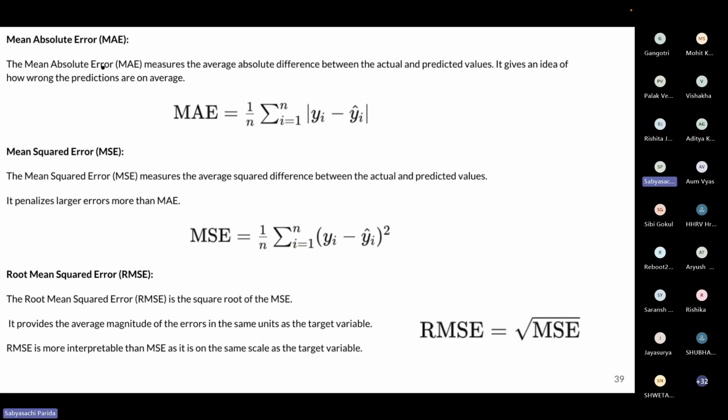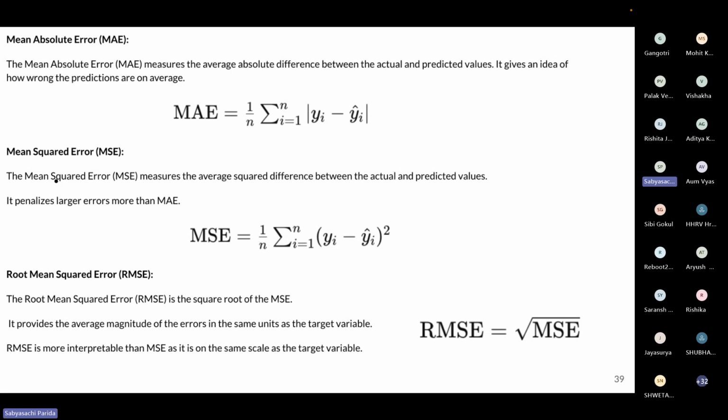For regression, what we mostly go around with is the mean absolute error, which is the absolute difference between the target and the actual value. For n number of samples that I have, I am just taking an absolute difference between the predicted minus actual, and then taking a mean or average of it.